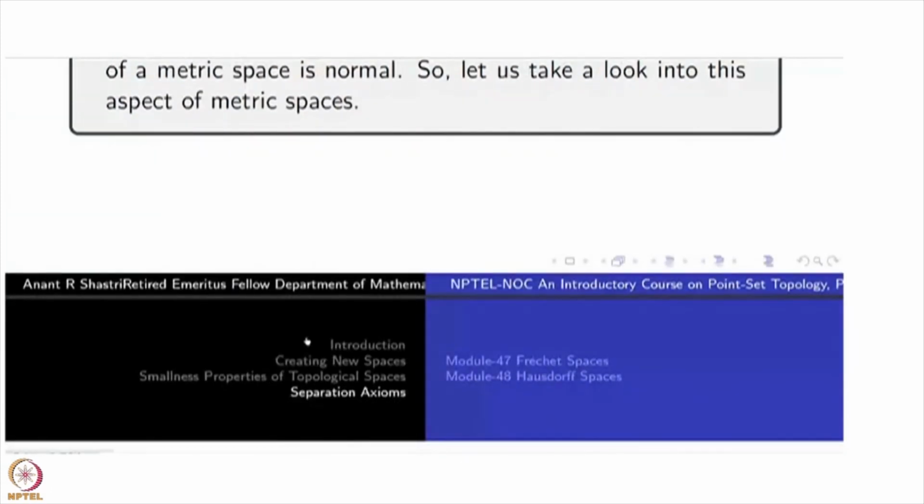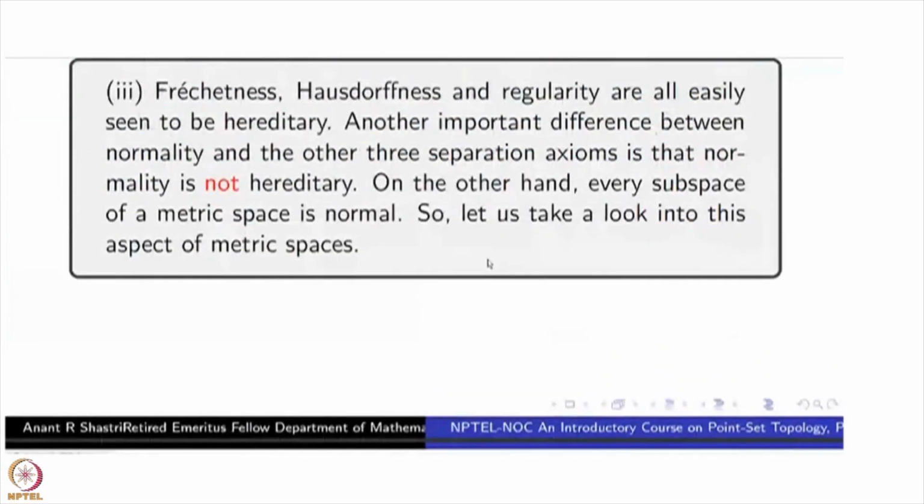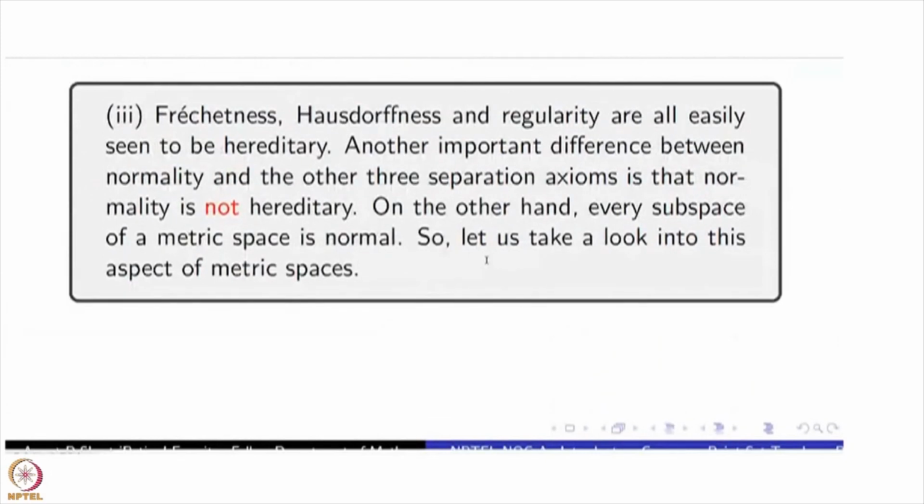Now, let us work out these things, our habit of checking whether a property is hereditary, co-hereditary, and so on. Frechetness, Hausdorffness, regularity are all seen to be hereditary. Hereditary means what? Take a subspace, it should have the same property. So let us say regularity. Take a subspace and take a point and a closed set. What is a closed subset in a subspace?